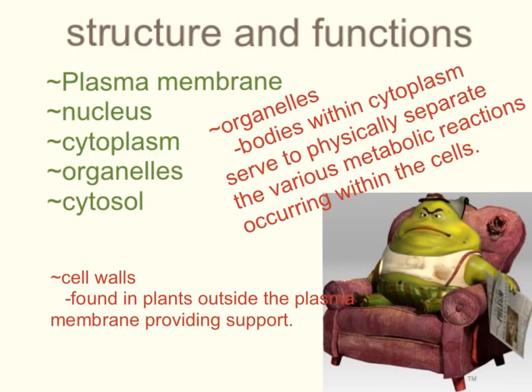We will go into more detail on some of these examples in the next slides, but for now we'll talk about cell walls and the organelles. Cell walls are found in plants outside the plasma membrane, providing support. Organelles are bodies within cytoplasm that serve to physically separate the various metabolic reactions occurring within the cells.